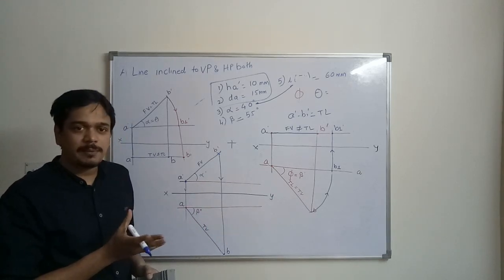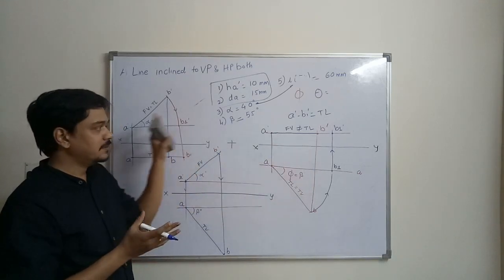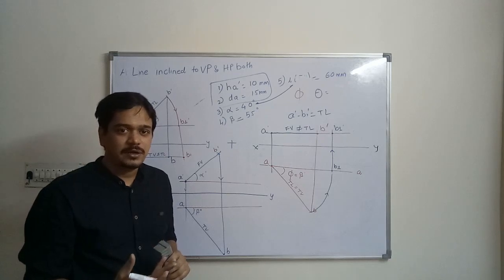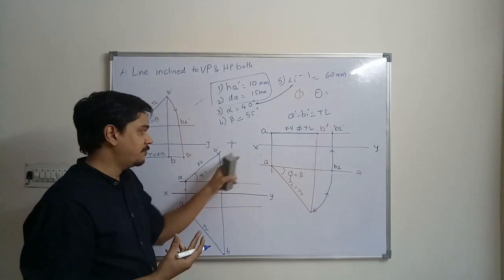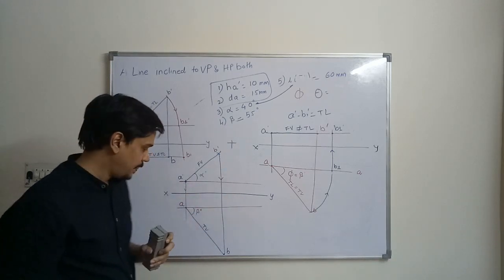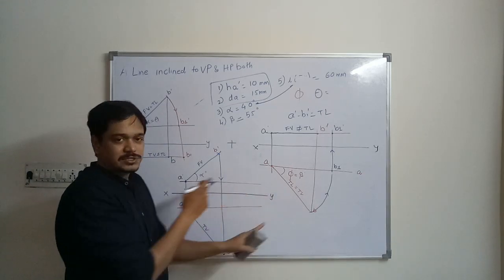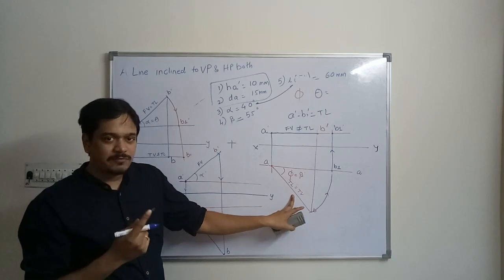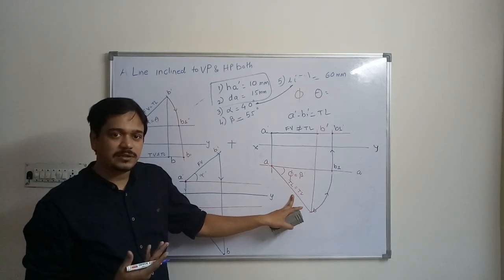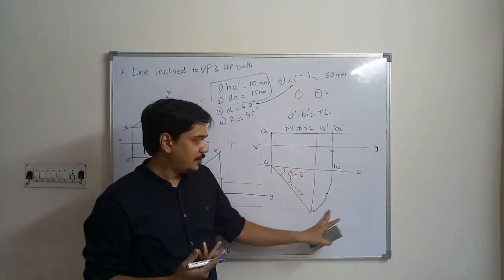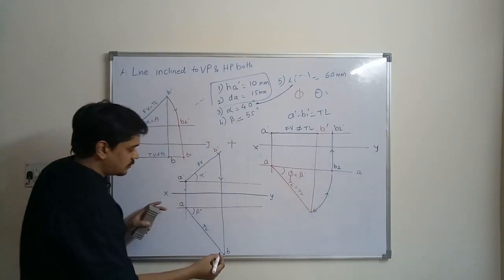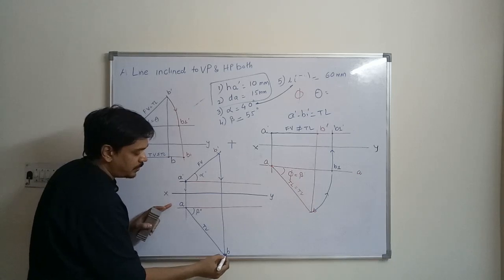So now we will have to combine this approach and this approach. First, let us suppose we have to find out theta, or the true length in front view. So we have to just follow the same steps that we followed over here. What we did over here, we rotated the top view. So I will rotate the top view to give me the point B1. So let us rotate the top view from here.